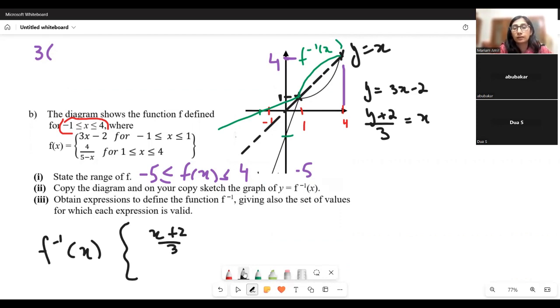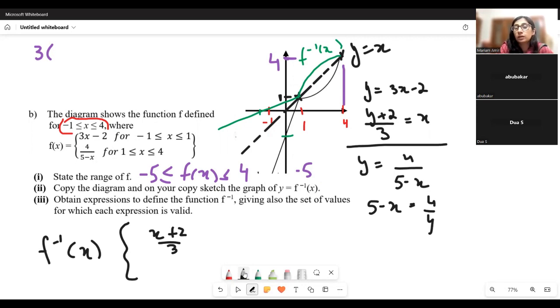Okay. The next one is y equals 4 over 5 minus x. 5 minus x equals 4 by y. Then 5 minus 4 by y equals x. So this would be 5 minus 4 by x. You may take LCM as well and get 5x minus 4 in the numerator and x in the denominator.